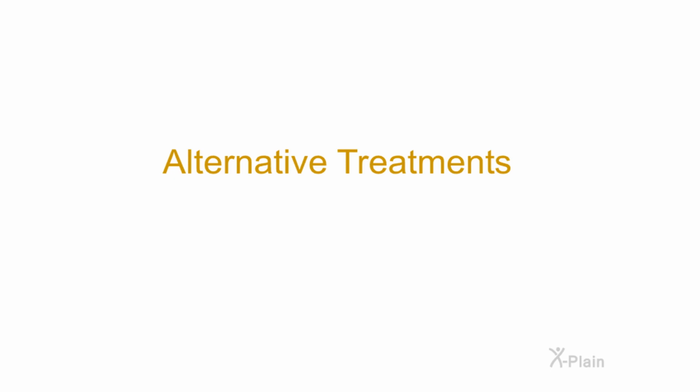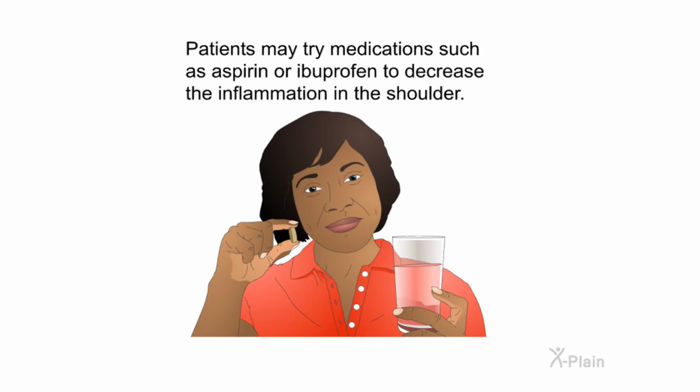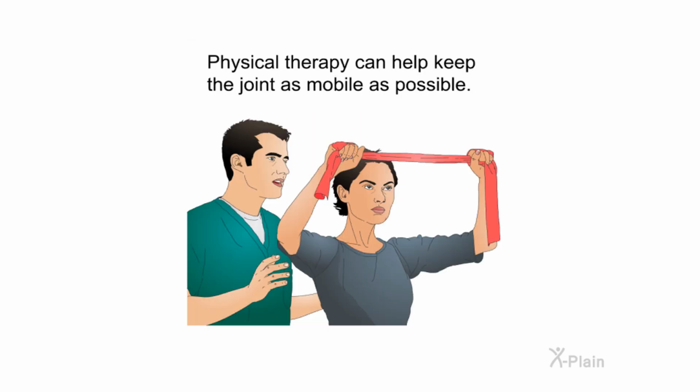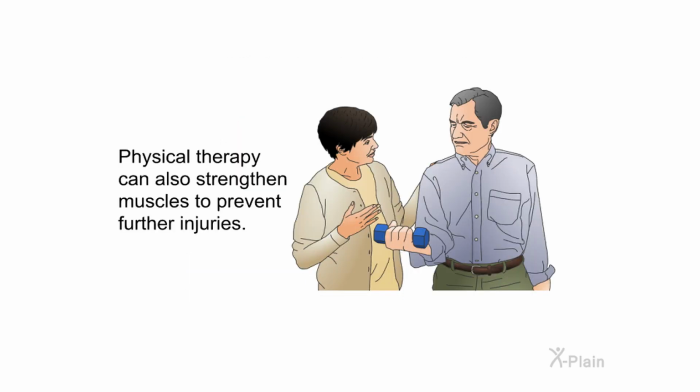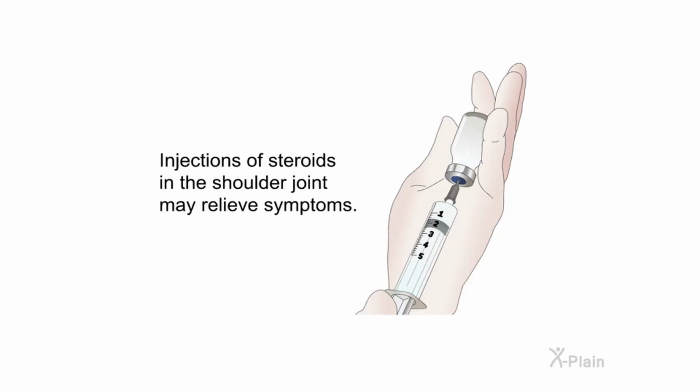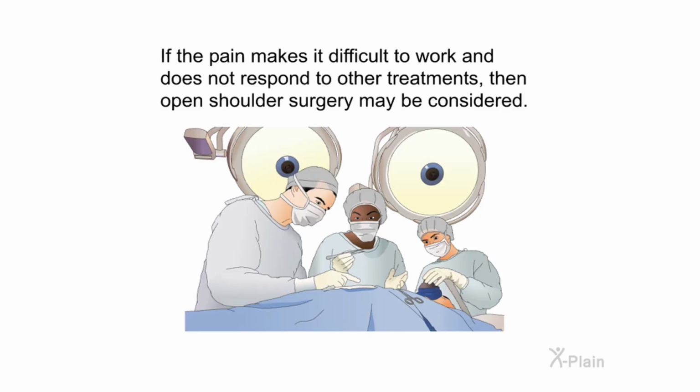Alternative treatments. Patients may try medications such as aspirin or ibuprofen to decrease the inflammation in the shoulder. Physical therapy can help keep the joint as mobile as possible. Physical therapy can also strengthen muscles to prevent further injuries. Injections of steroids in the shoulder joint may relieve symptoms. If the pain makes it difficult to work and does not respond to other treatments, then open shoulder surgery may be considered.